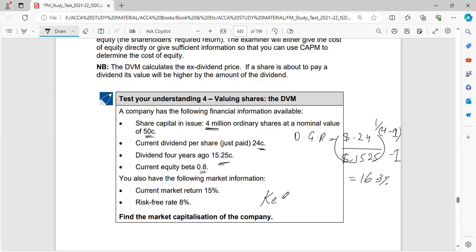Secondary, I would have to calculate cost of equity. Data for the CAPM is provided. 8 plus market return 15 minus 8 into beta equity. So 15 into 0.8 plus 8, cost of equity is 20%.